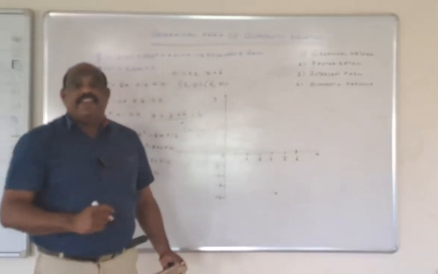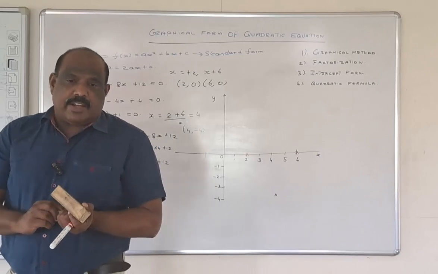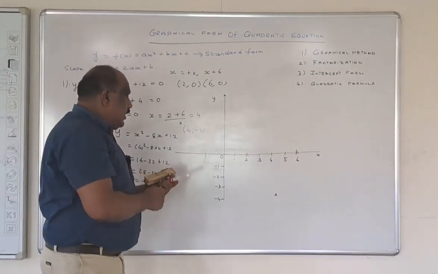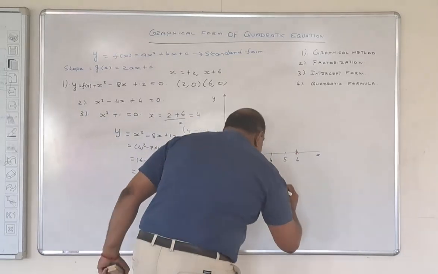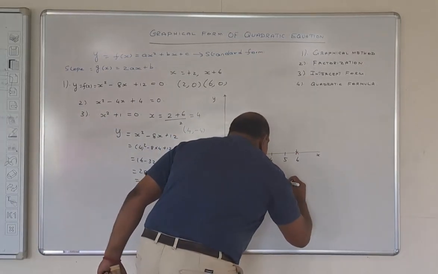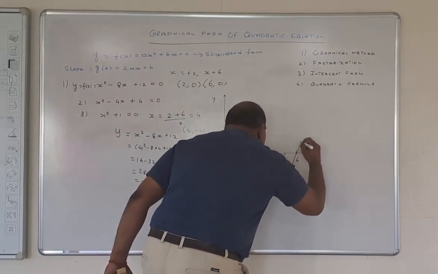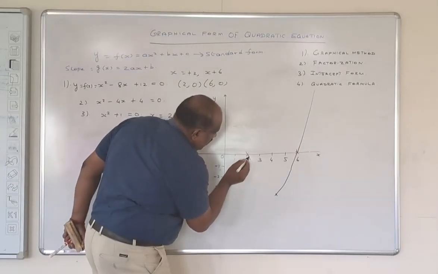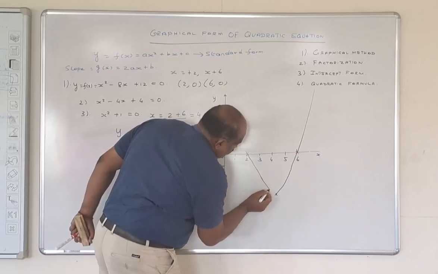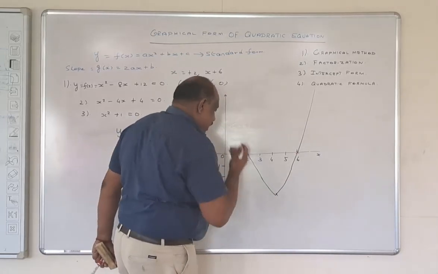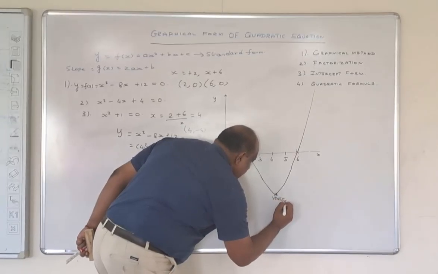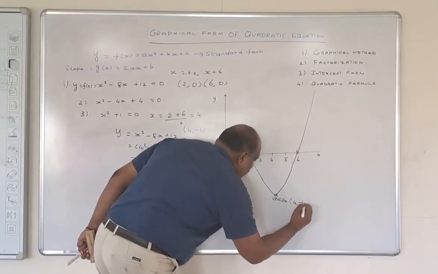Got it? So this point is called the vertex. Why is it called the vertex? Because both the lines come and join at that point. So if you want to draw the graph, okay, similarly, this point is called my vertex. This vertex is nothing but what? 4 comma minus 4.